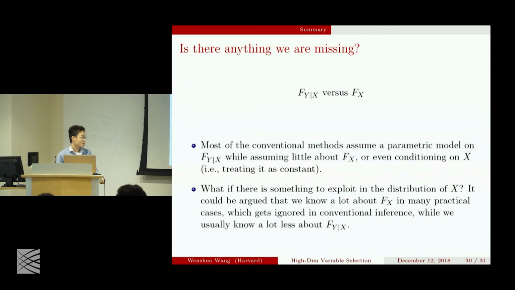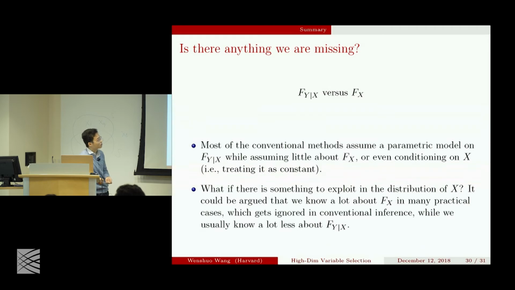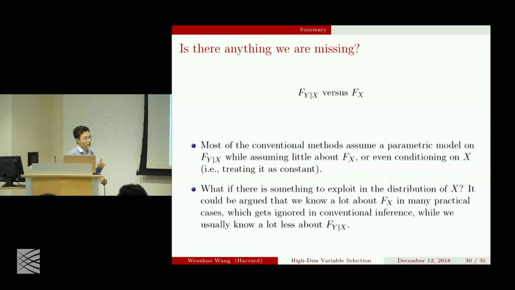Okay, so this is the last slide. What are we missing? This is certainly not a hopeless problem. We've been talking about f of y given x, the conditional distribution of y given x, all the time. But actually, we could have a distribution of the covariates x too. Most of the conventional methods assume a rather strong model on f of y given x, but assume very little about f of x, and a lot of them even condition on x. For example, if you do a linear regression, you're conditioning on x, which means you're treating x as constant. You're not considering it being random at all.